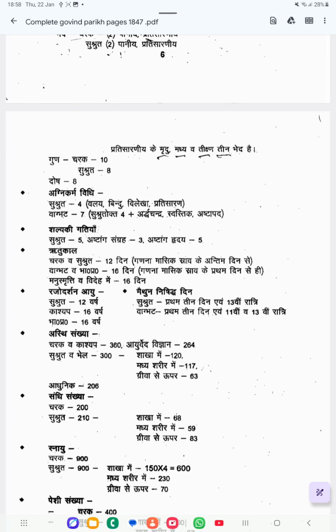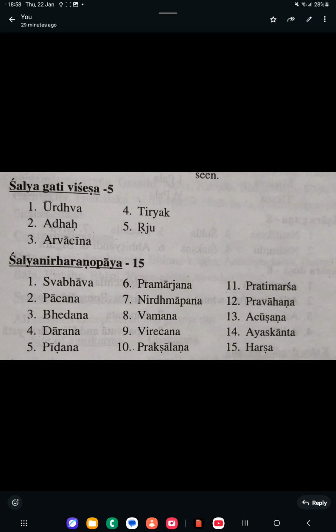So next one is Shalya Gati, the movement of the Shalya. According to Sushruta 5, according to Ashtanga Sangraha 3, according to Ashtanga Hridaya 5. So Shalya Gati is 5 in number according to Sushruta. Which are the Shalya Gati? Urdhva, Adha, Arvachina, Tiryak, Riju. These are the movements of the Shalya.